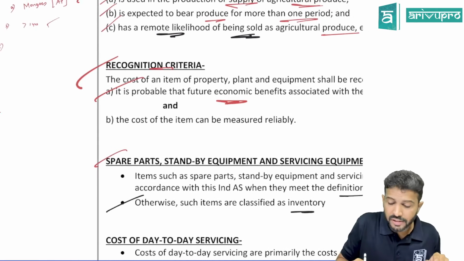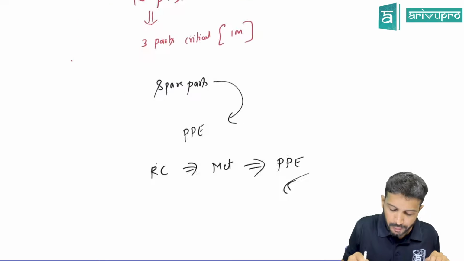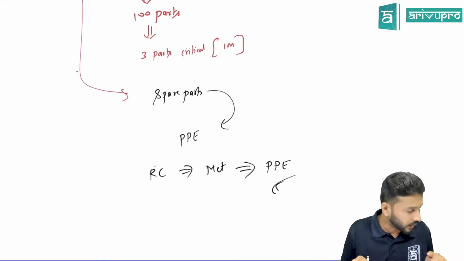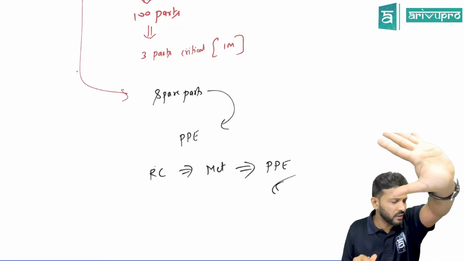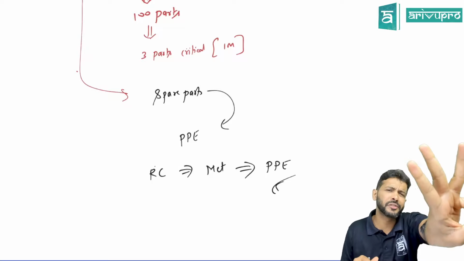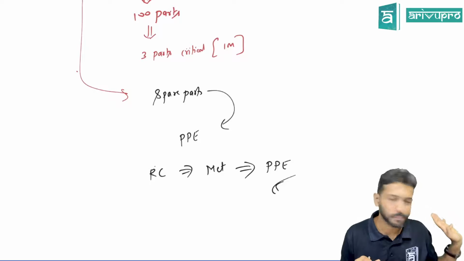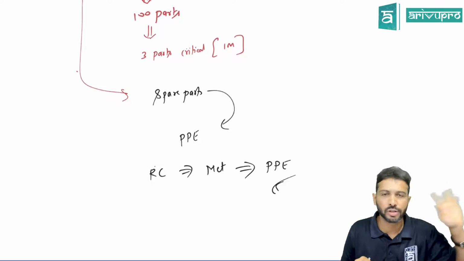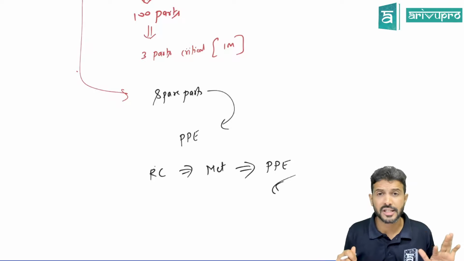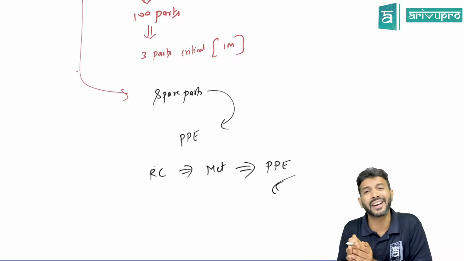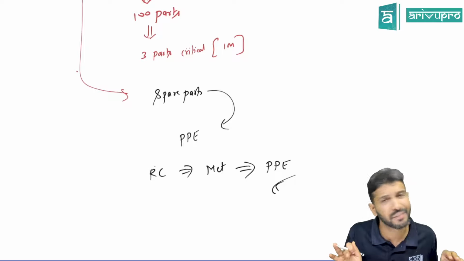Are generators or the standby equipments also property, plant and equipment? Yes, provided the 5 features are satisfied: 3 definition features and 2 recognition criteria. If they are also satisfied, then they will be considered as property, plant and equipment. Sir, they are not used, no? Yes, they are not used currently.